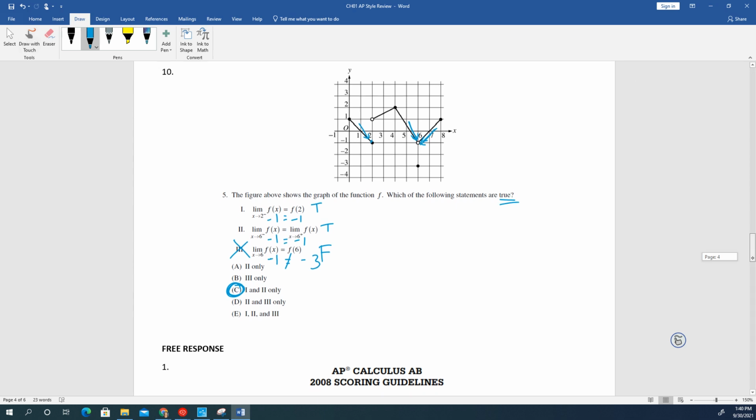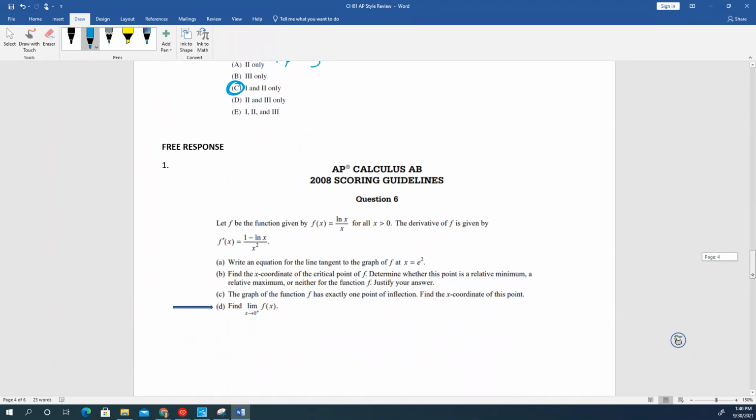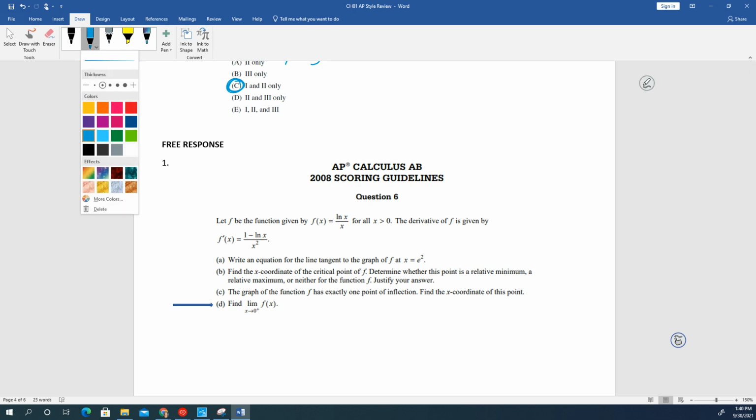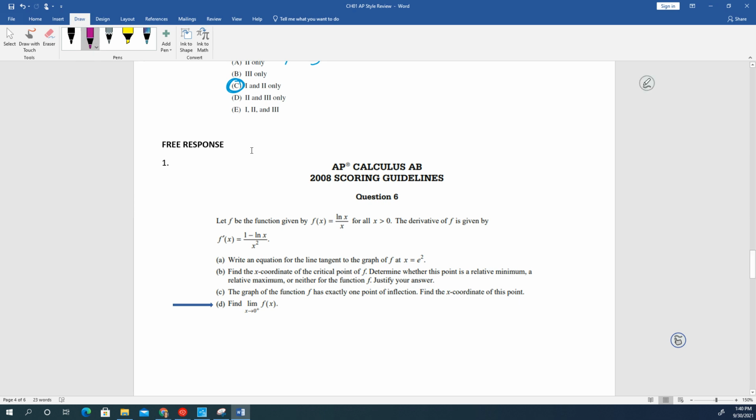Okay. I'll just talk about the overview of the free response. So there's 6 questions on the free response portion. The first 2, you get to use your calculator. And the last 4, you do not get to use your calculator.